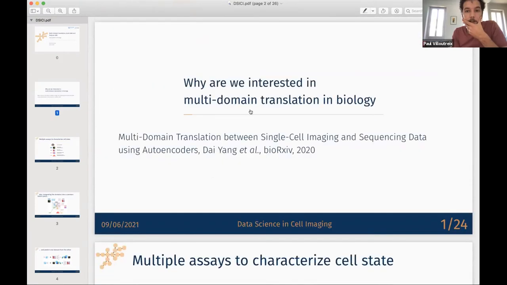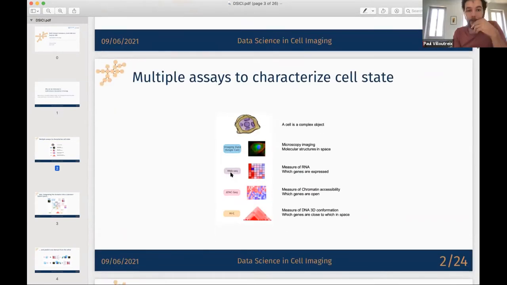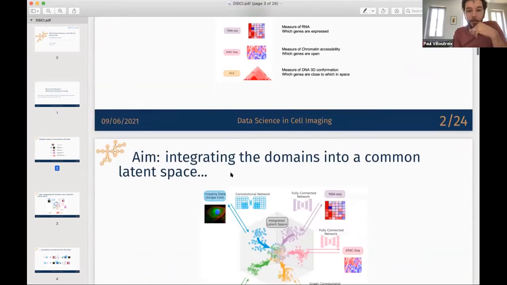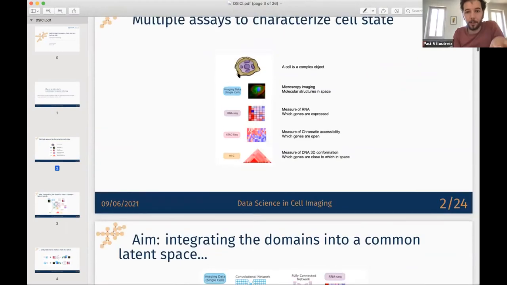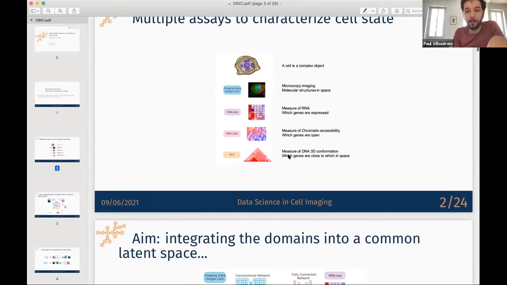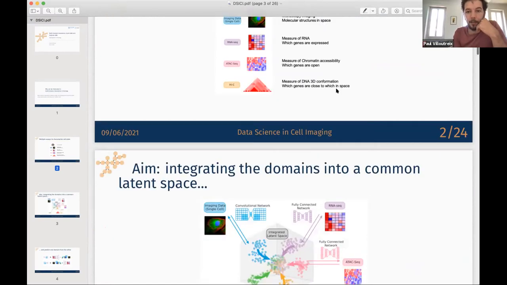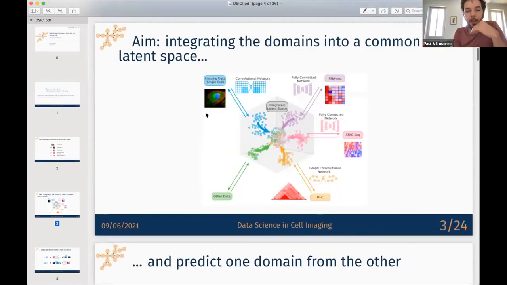So to try to understand it, I will start from a bit of background. So this is what I just said. The cell you can measure with microscopy, RNA, chromatin accessibility, 3D organization of DNA. The aim is to integrate all those different modalities into one single latent space, so you can translate the information from each of them, or you can even find correlation between modalities that you cannot acquire at the same time.